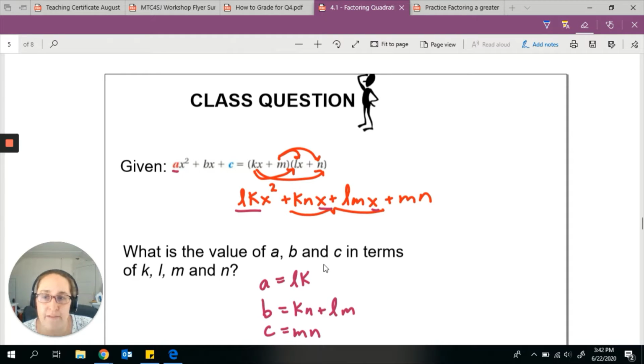Yesterday we were talking about factoring quadratics. Specifically, we talked about factoring quadratics where the first value, the a, was 1. And today we're going to go into factoring quadratics a little more in depth, where a is something other than 1. So we have some number in front of the x squared term.